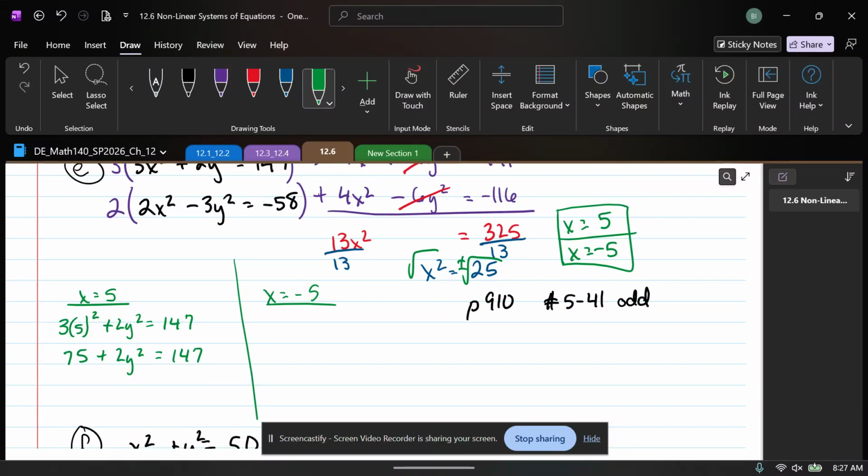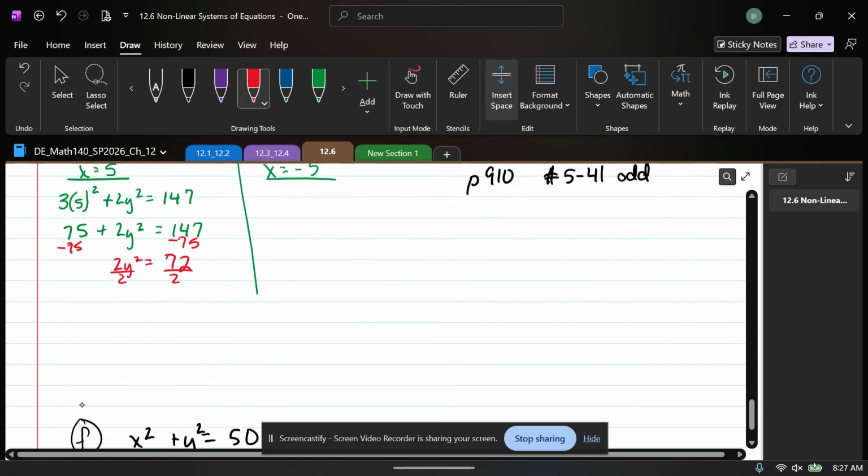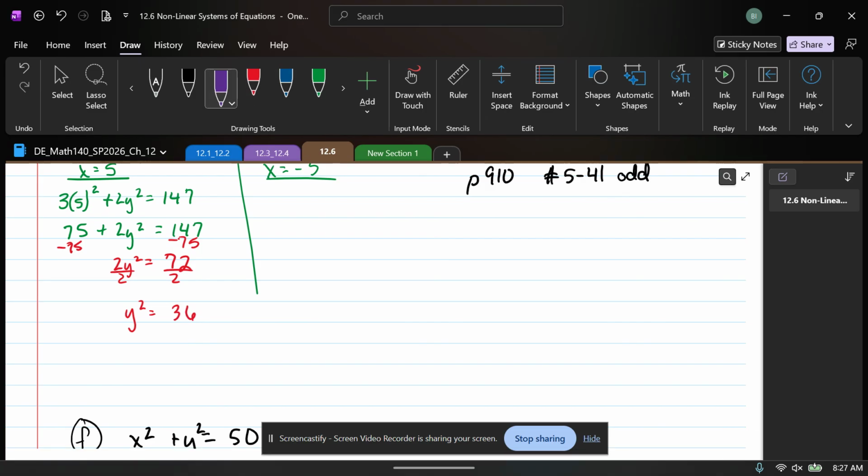Now I'm going to get y by itself, or y squared by itself, so I can take a square root. That'd be 72 divided by 2. Ooh, that's going to be a nice number. That's going to give me y squared is equal to 36. And I take the square roots. Plus or minus on the number side.